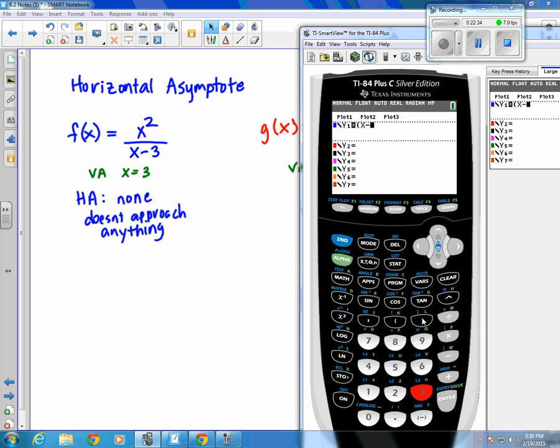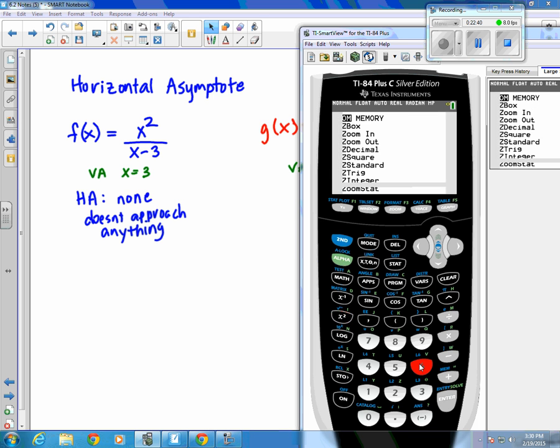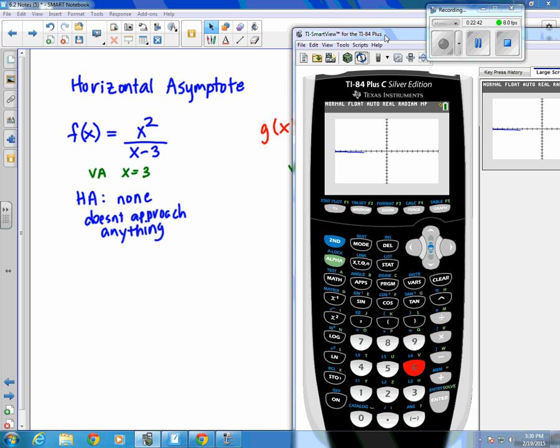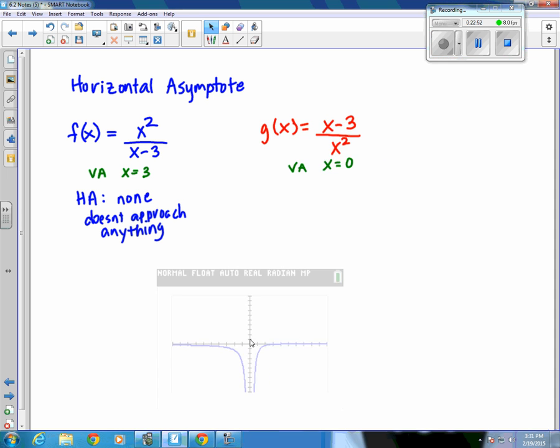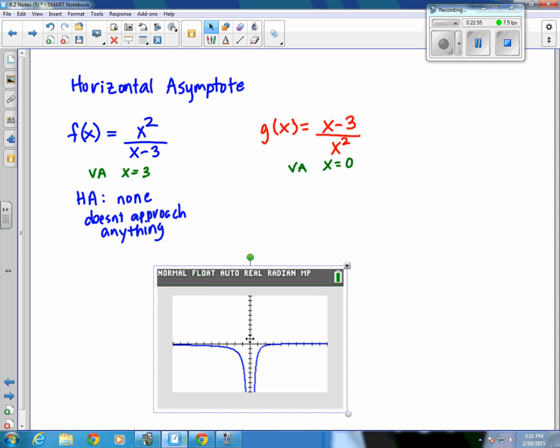x minus 3 divided by x squared. The horizontal. Ooh, I love him. He's so cool. Just by deleting the ones that are there. You can also just write over top of them. So what do you think he is? What does it look like he is as far as his horizontal asymptote? 0. It looks like 0.